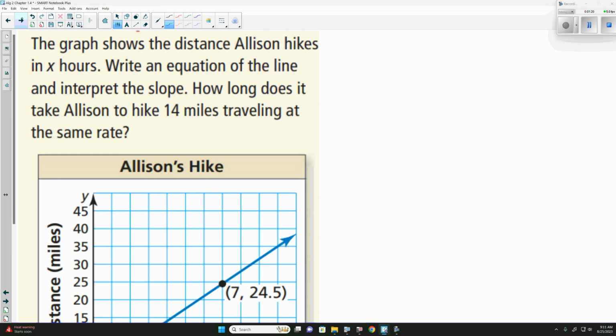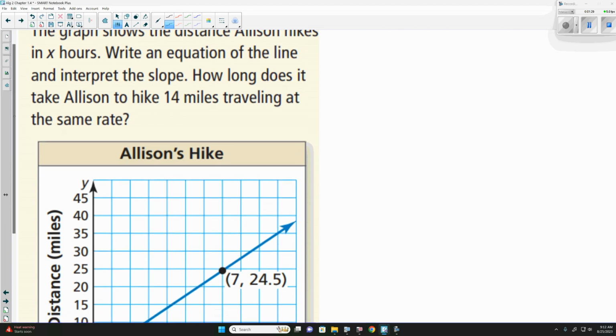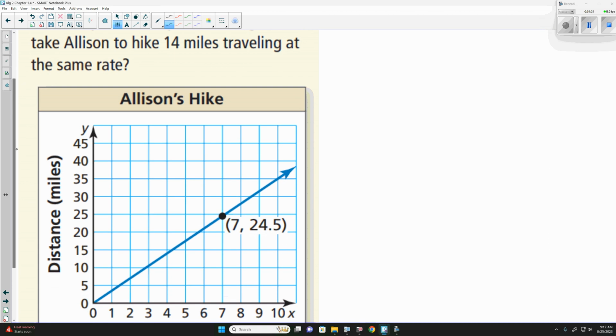Now, for this one here, the graph shows the distance Allison hiked in x hours. Write an equation of the line and interpret the slope, and then figure out how long it takes Allison to hike 14 miles. So, for one thing, we do need our equation in y equals mx plus b form. We also need to find the slope, and then figure out how long it's going to take her to travel 14 miles. Several different parts.